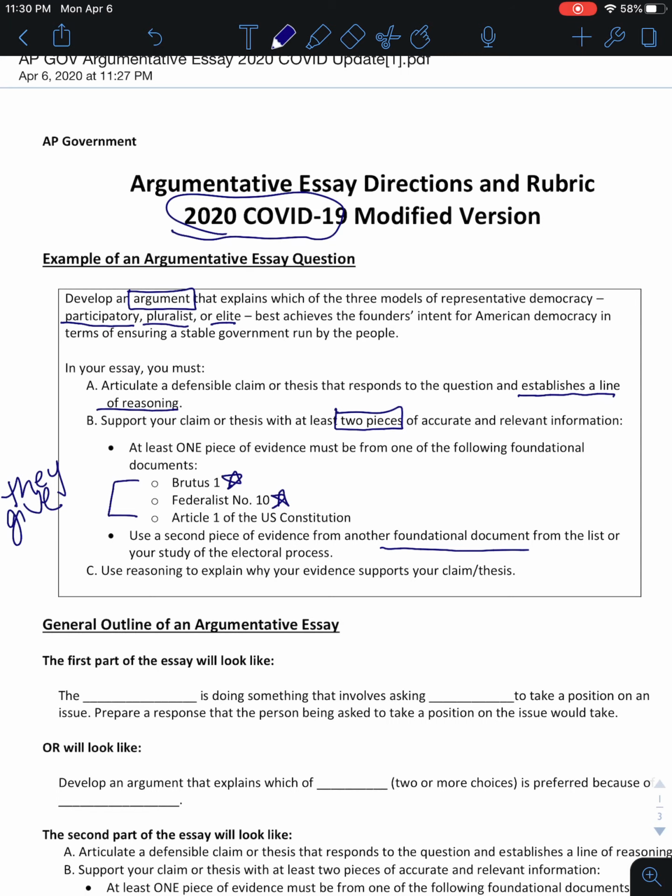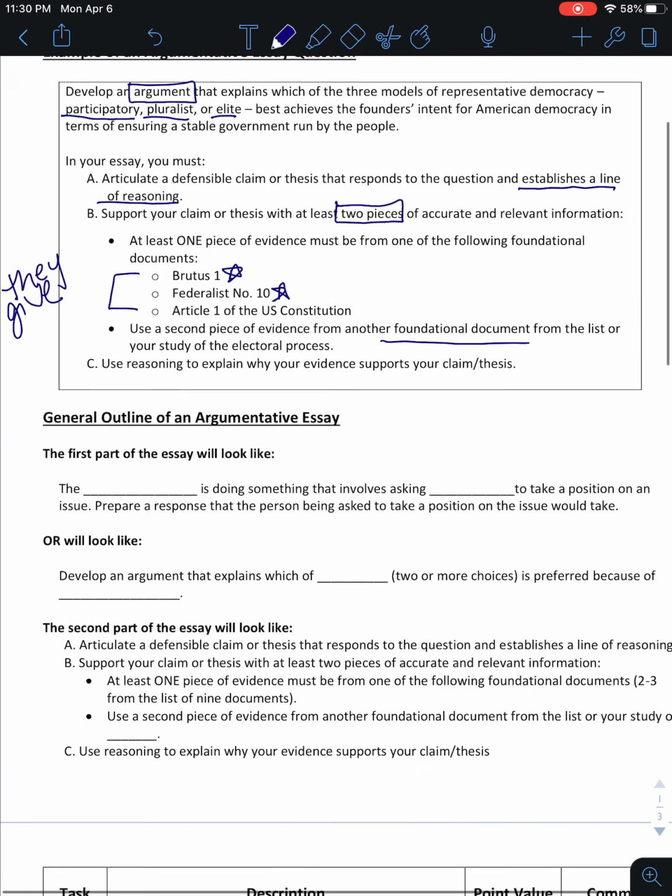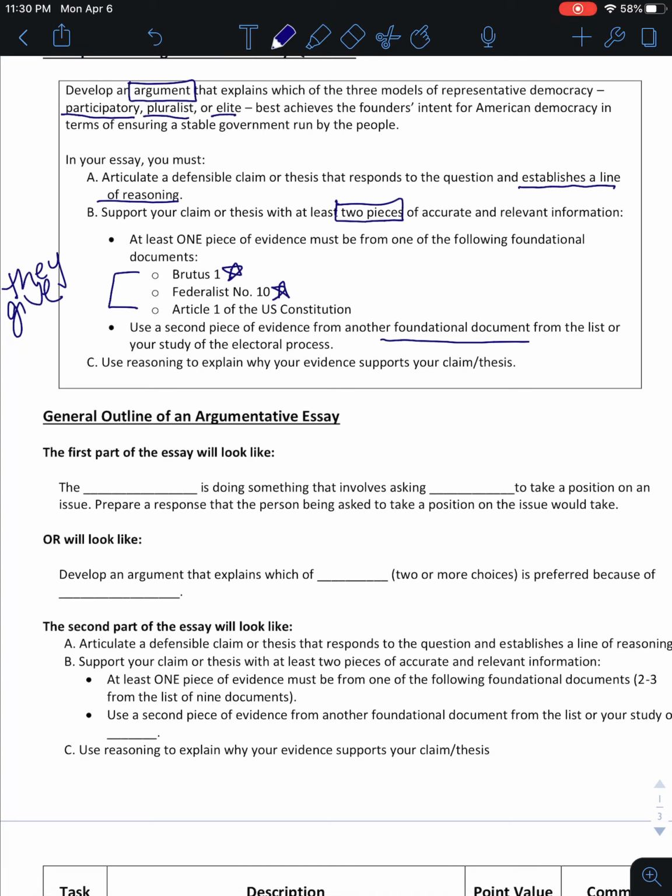All right, so let's go. Oh, and then C, use reasoning to explain why your evidence supports your claim. So your first part of your essay will look like this. The blank is doing something that involves asking blank to take a position on an issue. Prepare a response that the person being asked to take the position on the issue would take. So the first part of your essay is you establishing what your argument is and who would take that position.